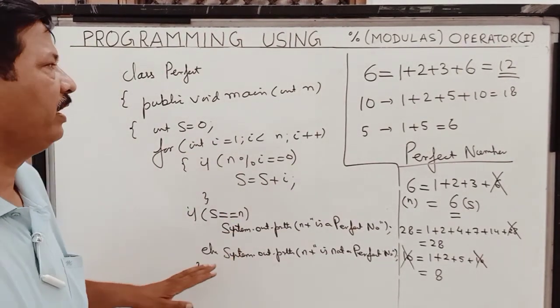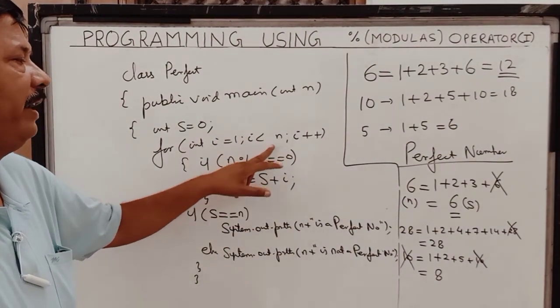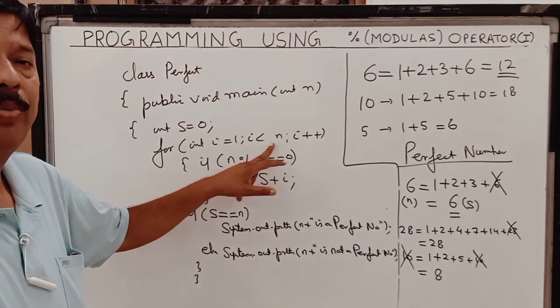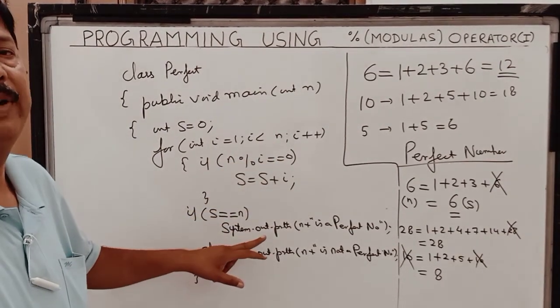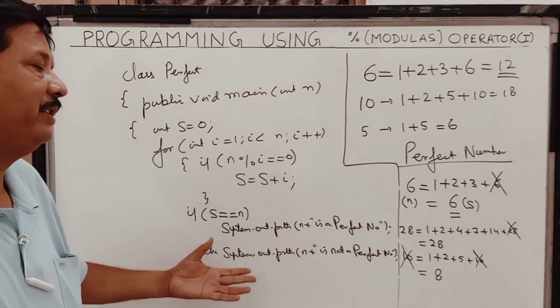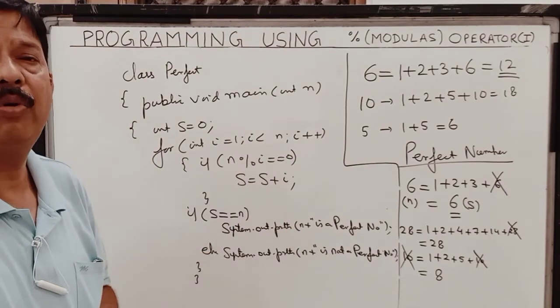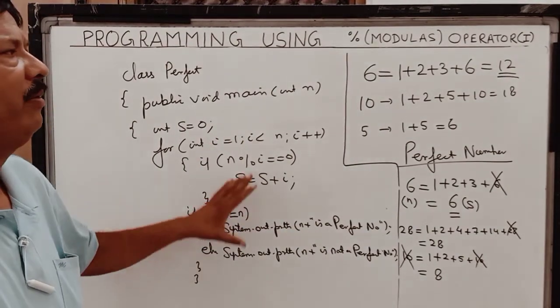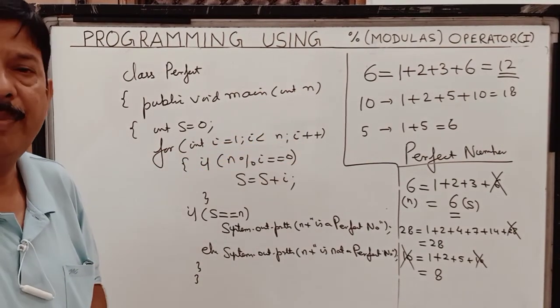To check for a perfect number, if the sum of the divisors except that number, which I have done by running my loop till less than n, is equal to my original number, then that original number is a perfect number. Otherwise, it is not a perfect number. So children, this program has also come in the board exam, and all these programs which we are doing under this heading are very important programs. They are coming in the exam.